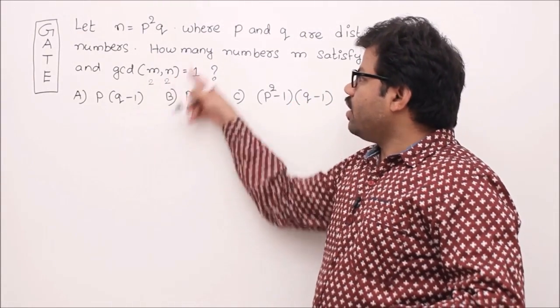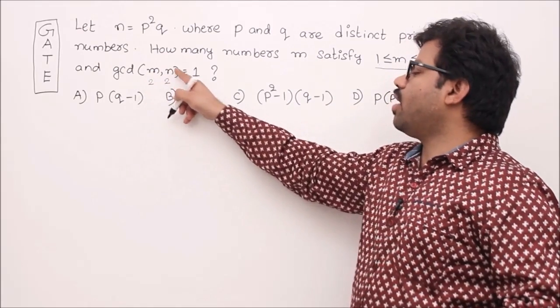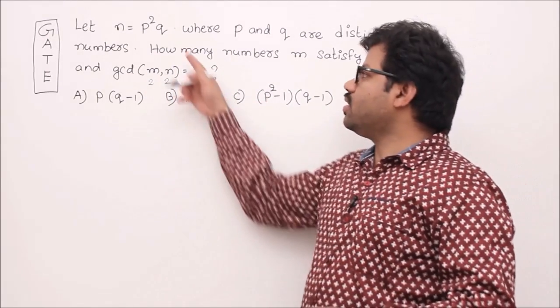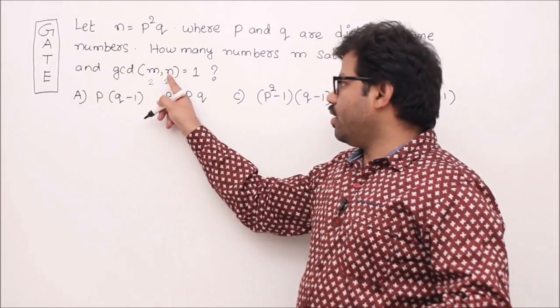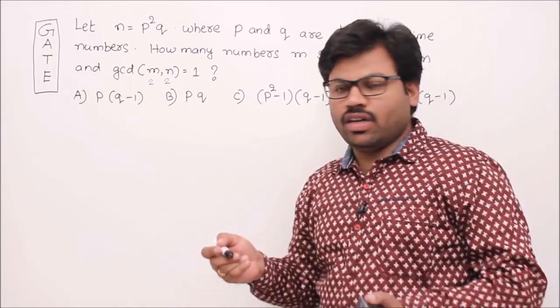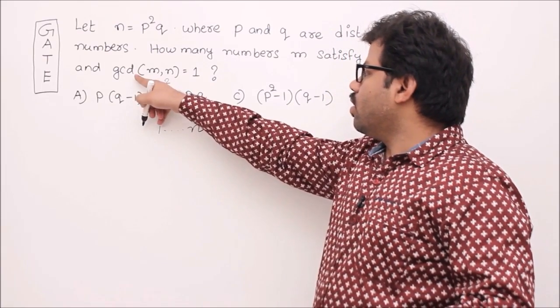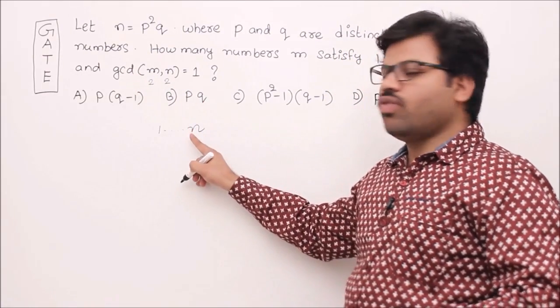Now with that, this question finally becomes how many numbers satisfy GCD of m comma n equal to 1. That means how many numbers are relatively prime numbers to n, especially between 1 to n. We know the formula. How many numbers between 1 to n are relatively prime numbers to n?